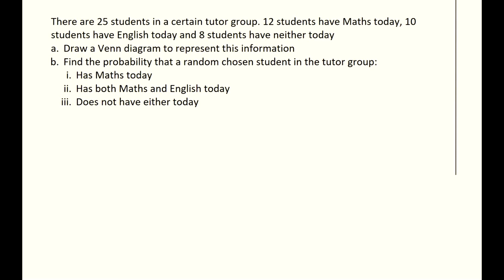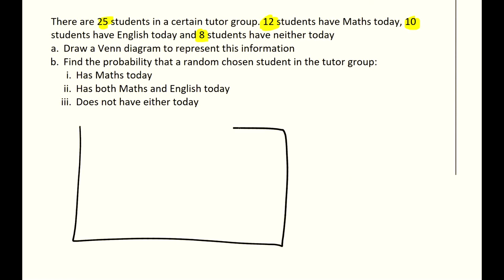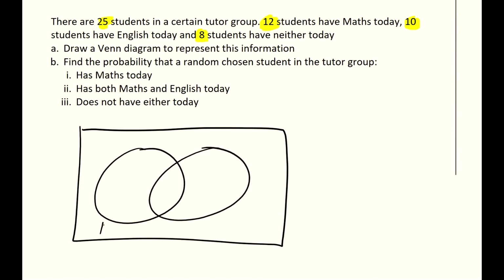Same setup, but it gets a bit more tricky. There are 25 students in a tutor group. 12 have maths today, those lucky people. 10 have English today, and 8 have neither. I have to draw a Venn diagram with this information. So we can start just as we did before. Venn diagram, circles, one for maths, one for English.